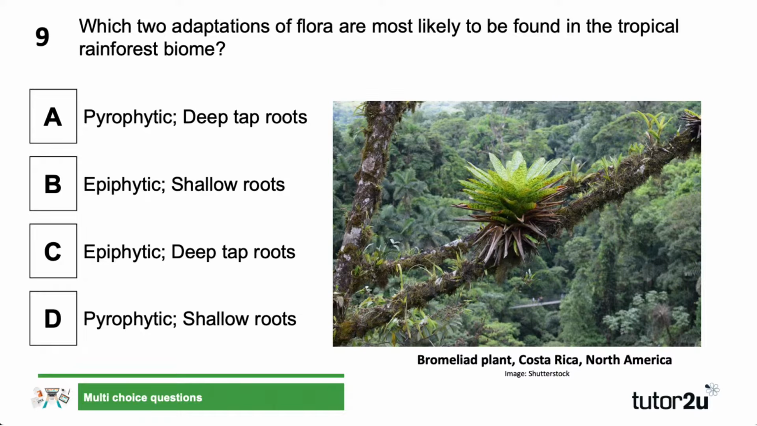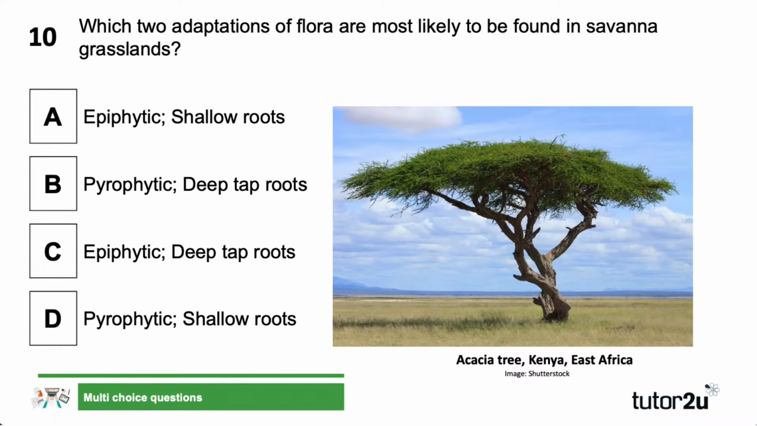Okay, and the answer is epiphytic. So epiphytic are plants like you can see here of bromeliad. They actually live on the branches of the trees up in the canopy and will have quite shallow roots. The other plants will have quite shallow roots.